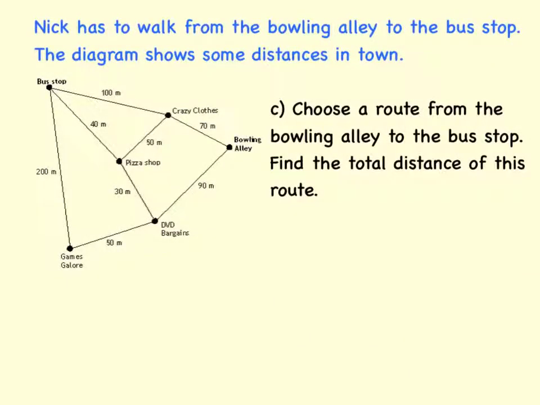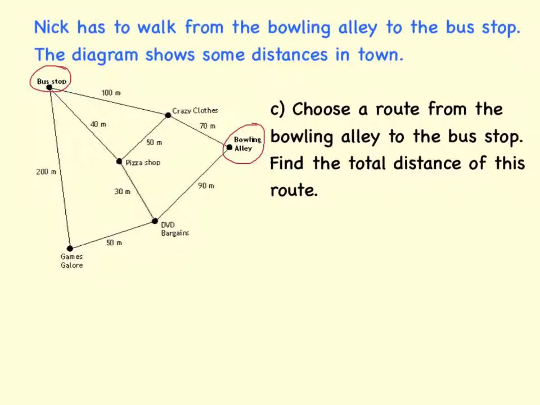The next part of this question, Nick has to walk from the bowling alley to the bus stop. There's the bowling alley and there's the bus stop. The diagram shows some distances in town. We're asked to find a route for him from the bowling alley to the bus stop and find the total distance of this route. Now you can see from this little diagram that there are several ways he could actually go, and you could choose whichever route you wanted to choose. I would suggest that you choose the easiest one. Maybe not the easiest one for Nick, but the easiest one for us to work out.